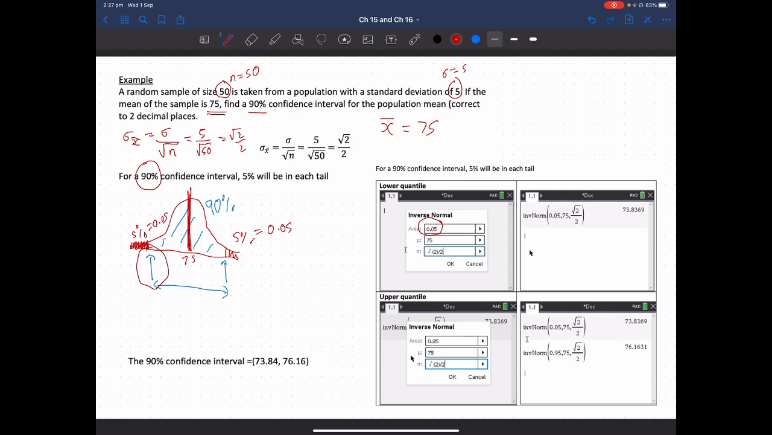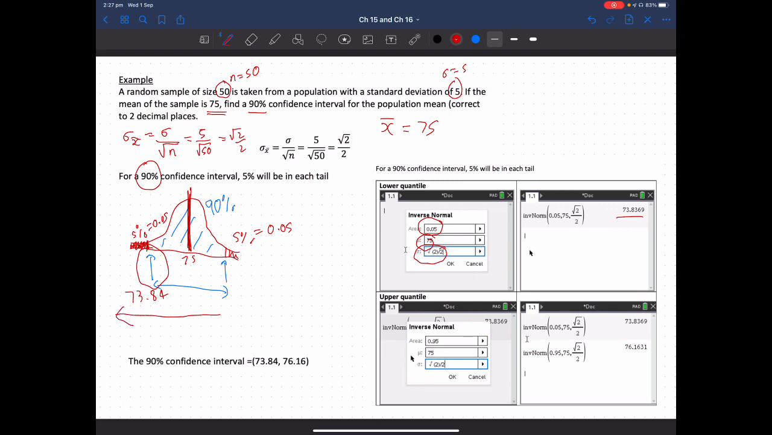I'm shading it again red. I know the mean was 75, and I have worked out the standard deviation of that sample mean distribution. Clicking on OK, what I get is 73.8369. So the lower value is 73.84.